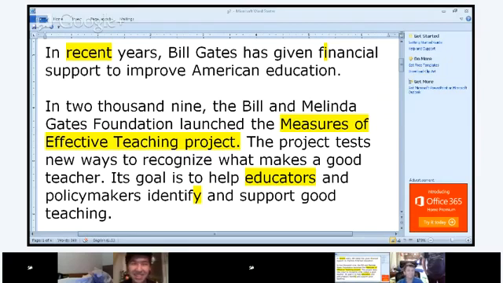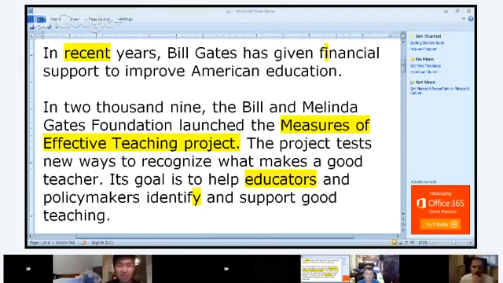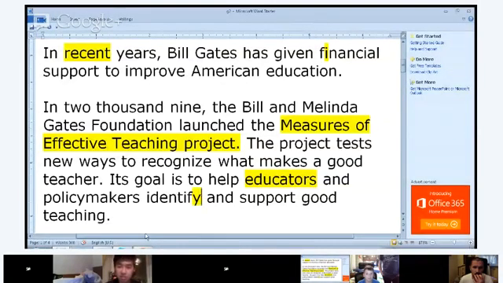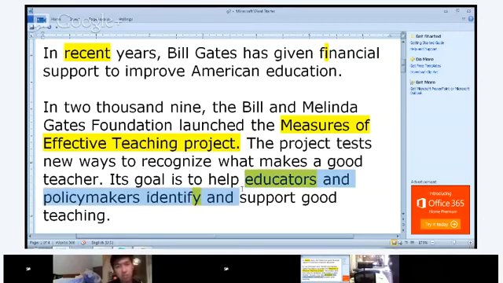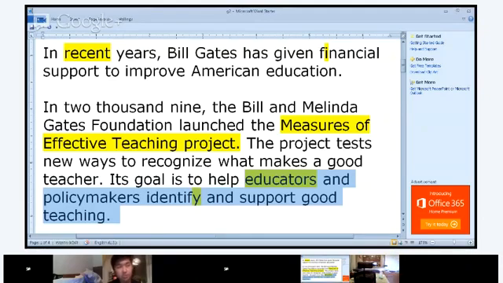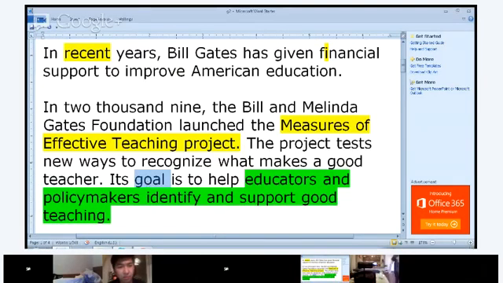Yes, go ahead. Dastan? Yes, I think it's very cool that policymakers identify and support good teaching. No, I mean good teachers. Yes, and good teaching. Okay. And so we need to help educators and policymakers identify and support good teaching. All right, great. That's the goal of the program.